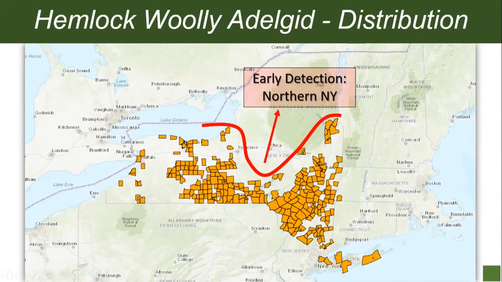And so this has been reported in much of the southern part of the state and the southern central part of the state, but it is more of an early detection species in the northern part of the state. So for instance, it has not been found in the majority of the Adirondacks and the majority of northwestern New York. So those are key areas to keep an eye out for Hemlock woolly Adelgid.